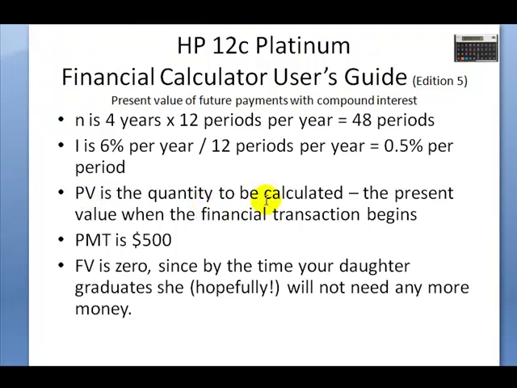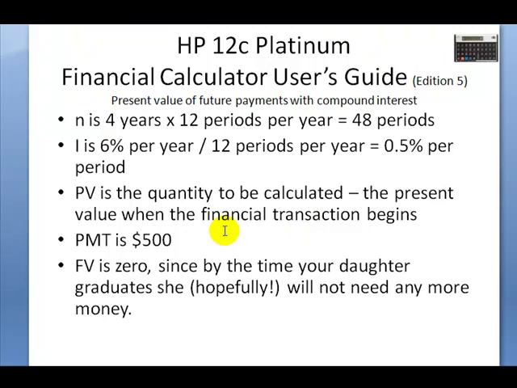PV is the quantity to be calculated. In other words, what will the present value at the beginning of this 4-year period need to be? How much money do you have to have in the account at the beginning of that 4-year period? So we're trying to compute that present value, looking ahead 4 years.